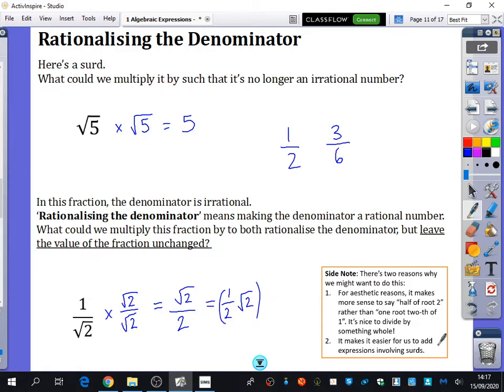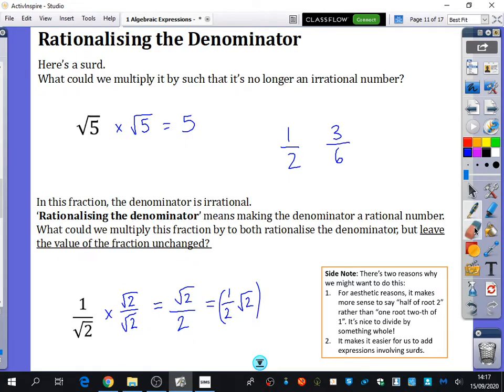The second reason is if the denominator is rationalized, it makes it much easier to add expressions which have surds in them, okay? And you'll see that with some examples, that if you have it like this, they're very hard to add up. If you have it looking like this, they're a lot easier to add up because you have integers in the denominator.